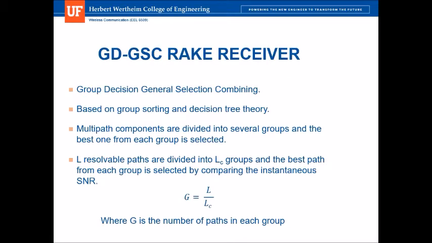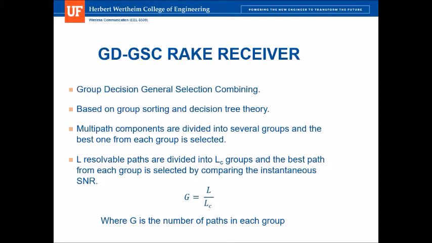Next thing is the group decision general selection combining rake receiver. It uses group sorting and decision tree theory. The multipath components are divided into several groups, and the best one from each group is selected. If there are L resolvable paths, or L multipath components present in a system, these are divided into LC groups, and the best path from each group is selected.